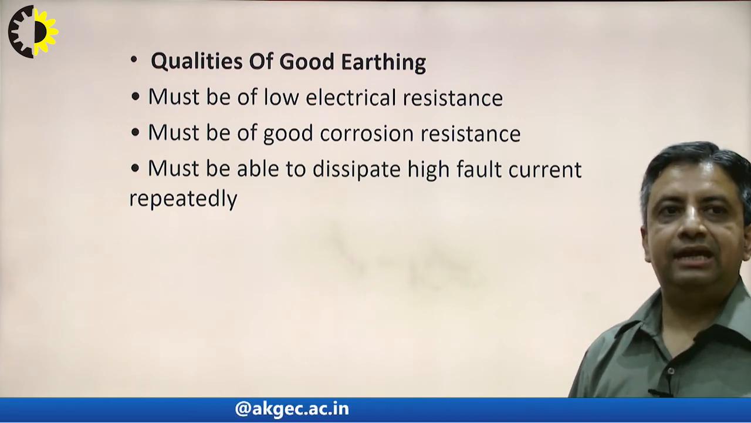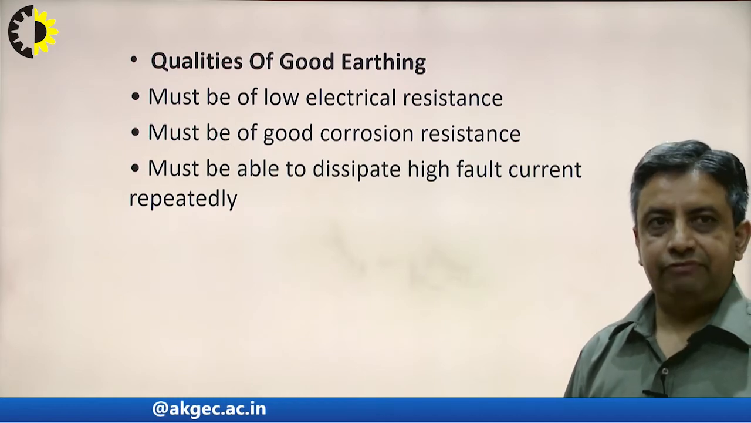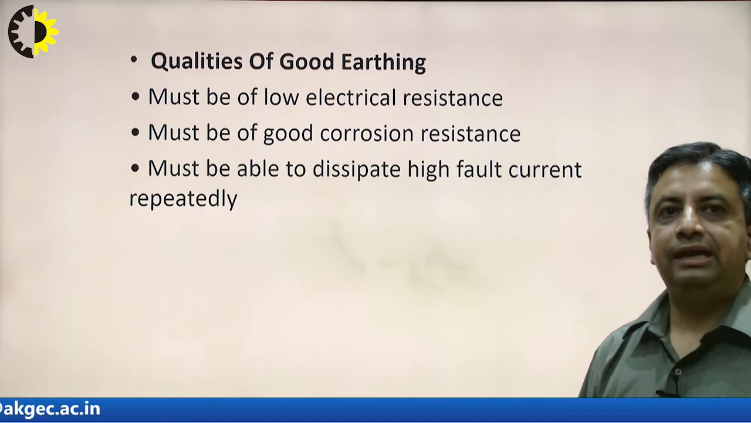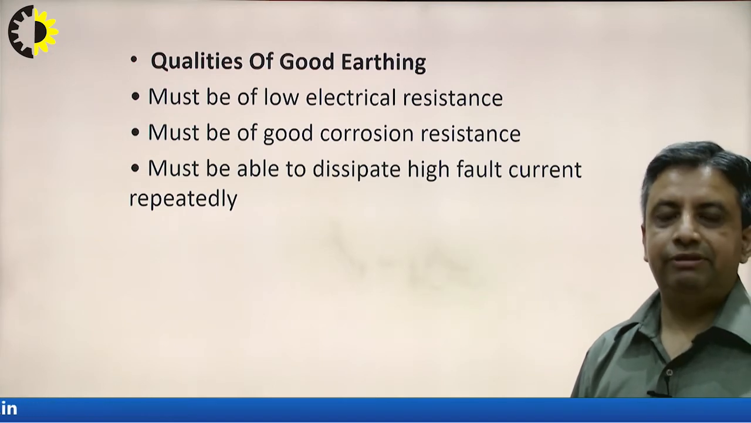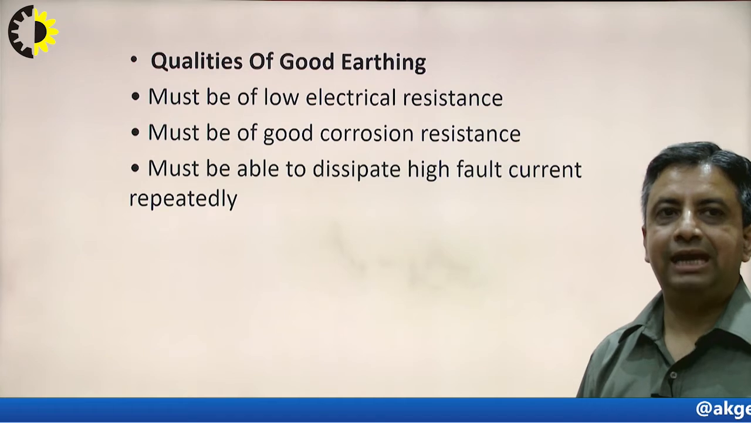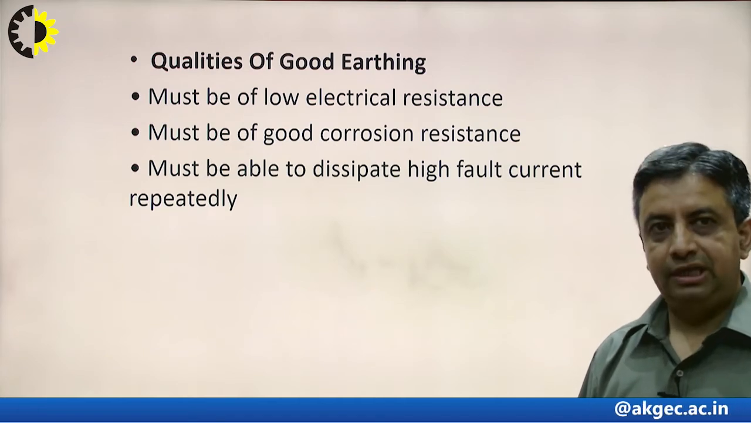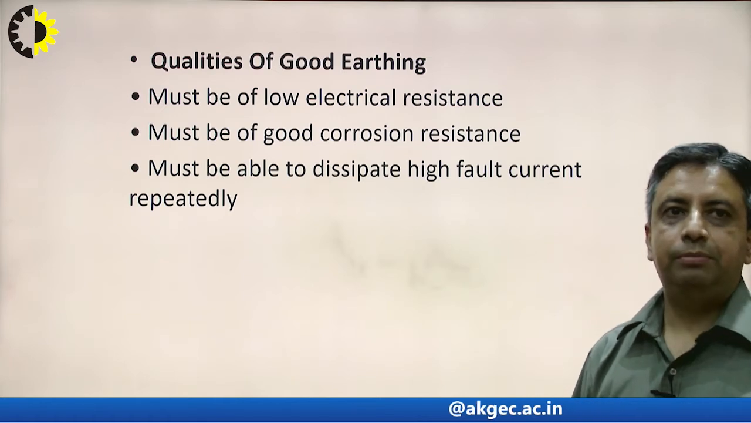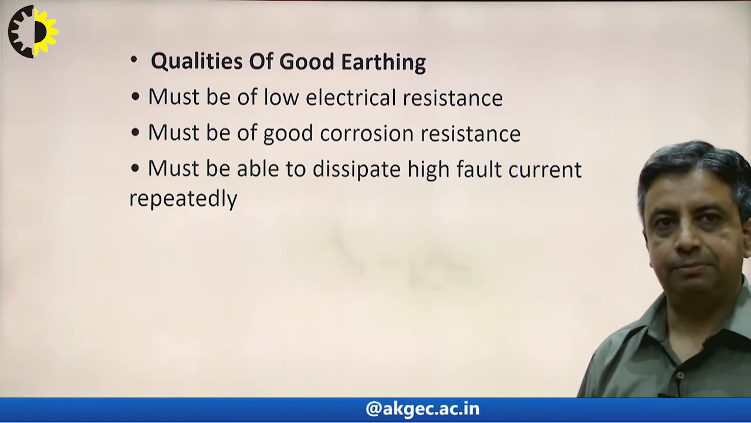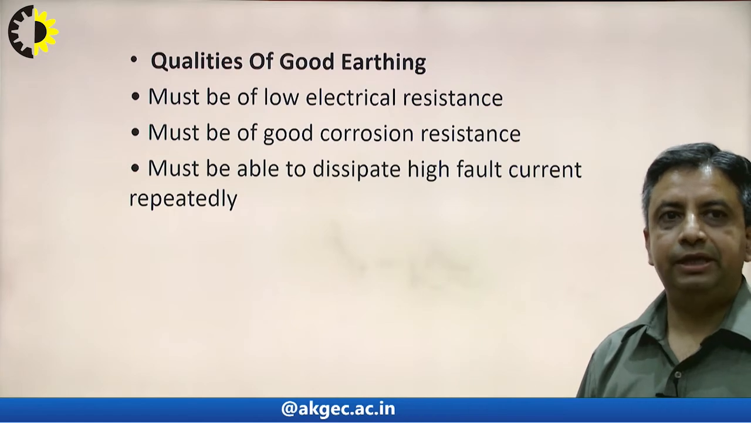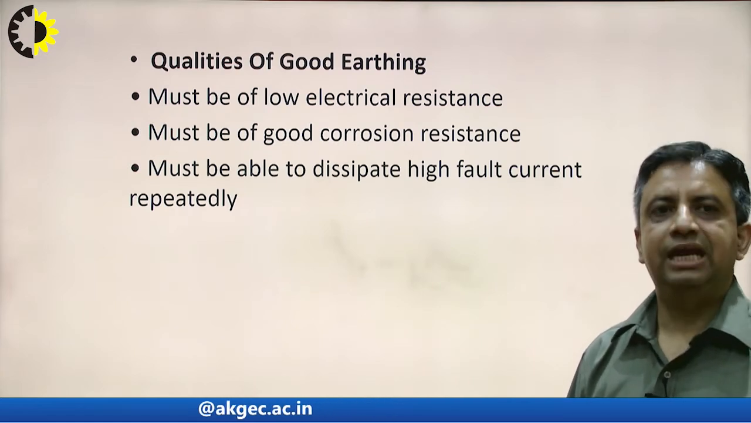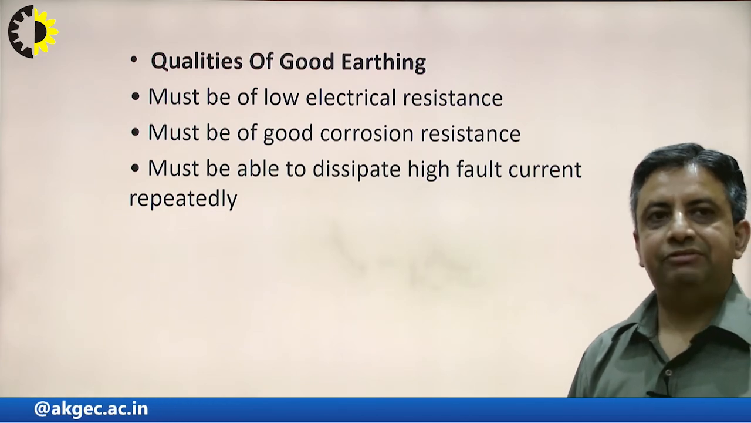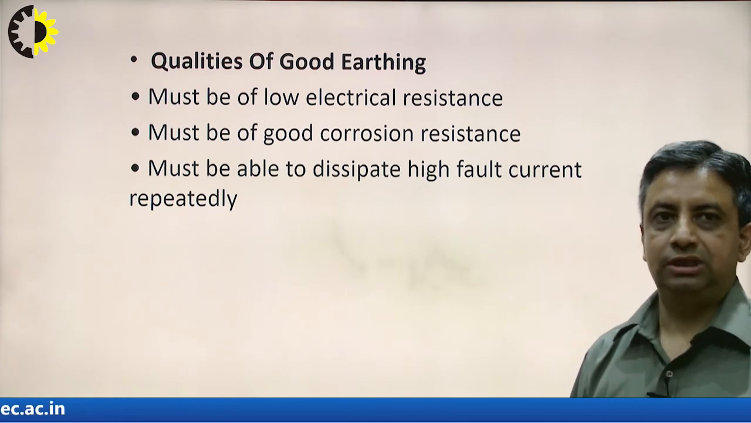The second thing is that it should be corrosion free, because we are using a wire, which will be metallic. With time, if it gets corroded, it will lose its mechanical strength and cannot be used for future purposes. So it should be almost corrosion free. That's why we generally use galvanized iron to have this type of good corrosion resistance.